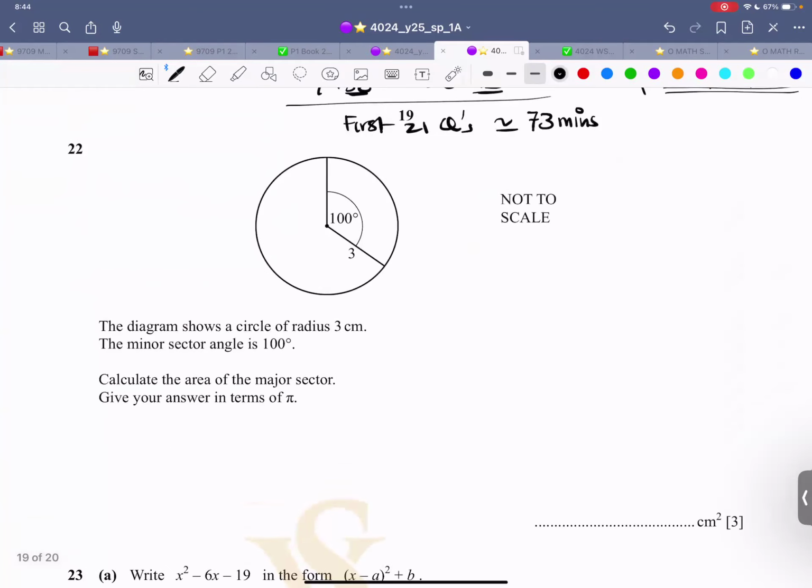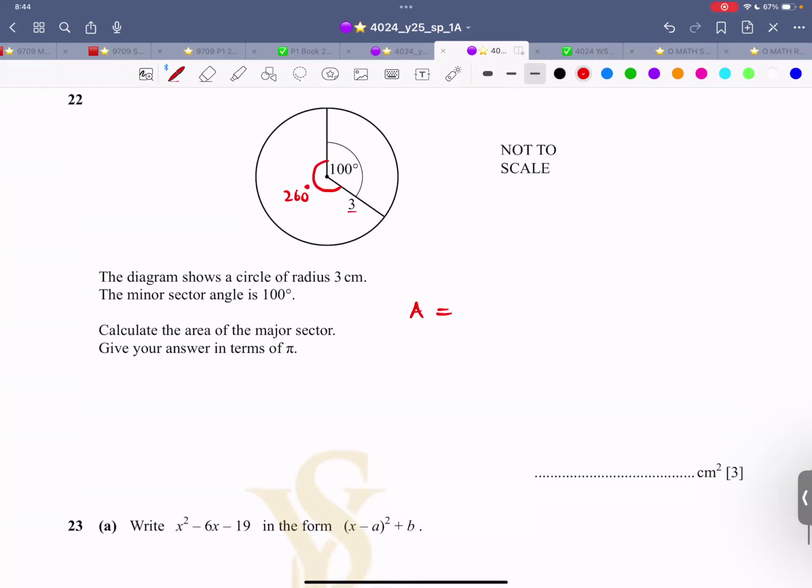The diagram shows a circle of radius 3. The minor angle is 100. Calculate the area of the major sector. Very simple. This is 260 degrees. Radius is 3. So area is theta over 360 into pi into r square, that is 260 over 360 into pi into r square. What is r? That is 3 square.